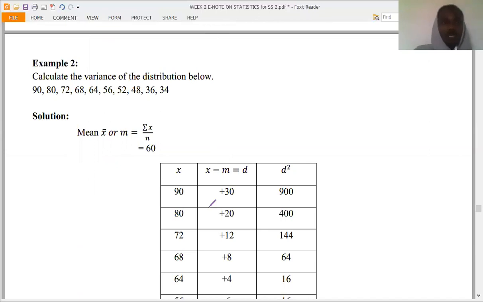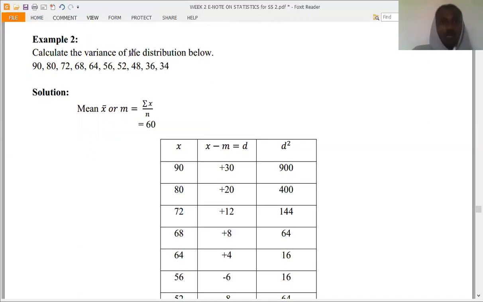Now, let me take the second example. Calculate the variance of the distribution below. We have 90, 80, 72, 68, 64, 56, 52, 48, 36, and 34.